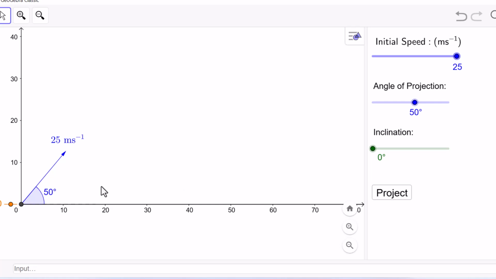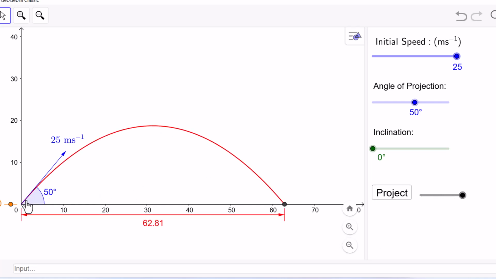In projectile motion, take note, we are not just moving on horizontal ground or on a vertical level. We are moving at an angle. You can see this object is being set at an angle of 50 degrees to the horizontal, and the initial velocity is 25 meters per second. This is the initial velocity I will use to project. The angle of inclination is already 50, the initial velocity is 25. If I project, just watch how the object will move in the sky.